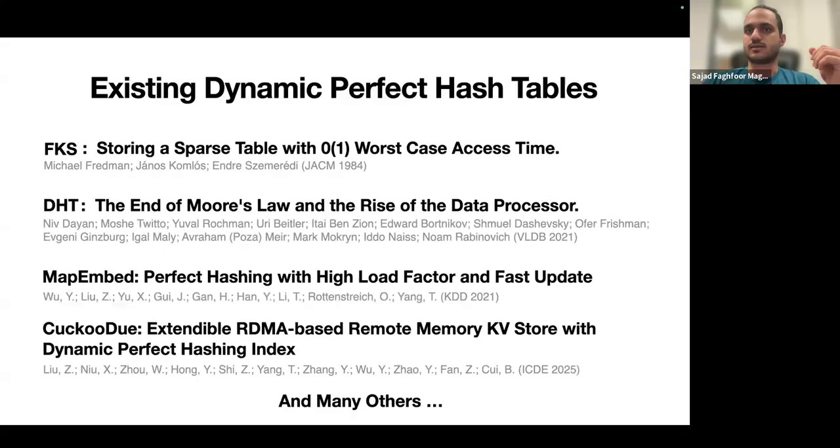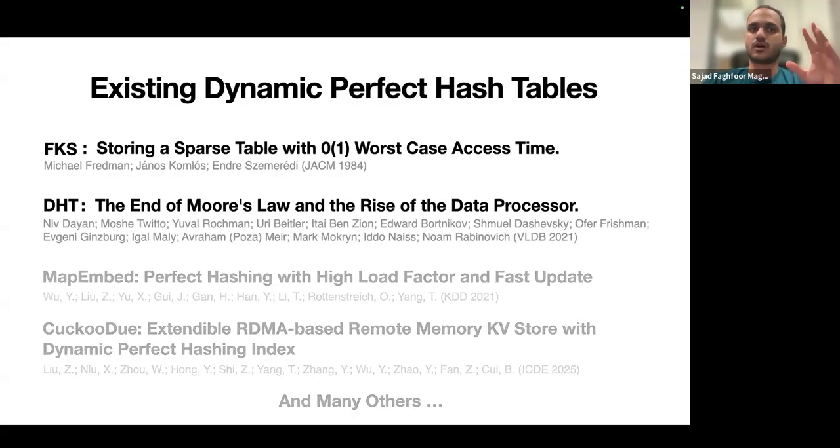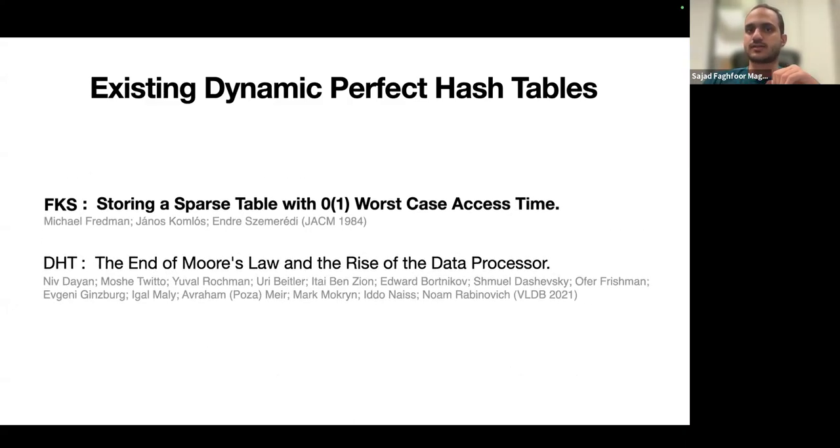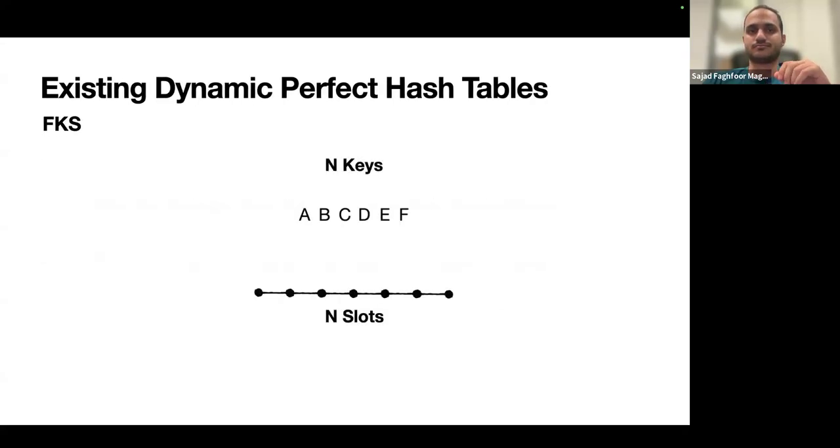So there are many existing dynamic perfect hash tables. I will just talk about two of them today because I just want to sketch the design space for us to understand the disadvantages each one has. The first one is FKS, introduced at JACM 1984.